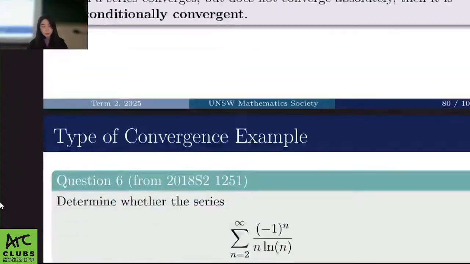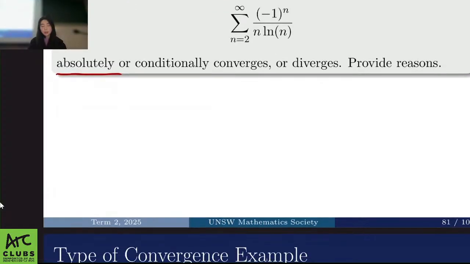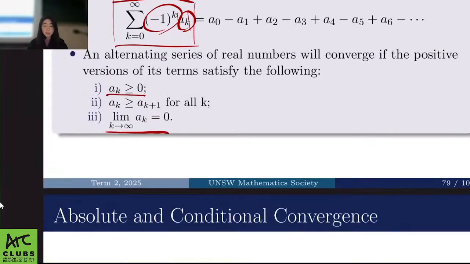First of all, we want to prove that the absolute value of each term in the sequence is always greater than or equal to 0. This is easily seen because n is a positive number, and ln n is also positive for n greater than 1, and n starts from 2 here. So each term's absolute value, given by 1 over n ln n, is always non-negative. This satisfies the first criterion.